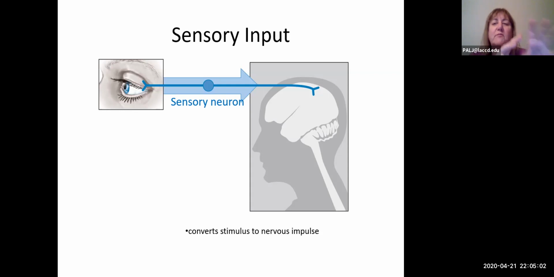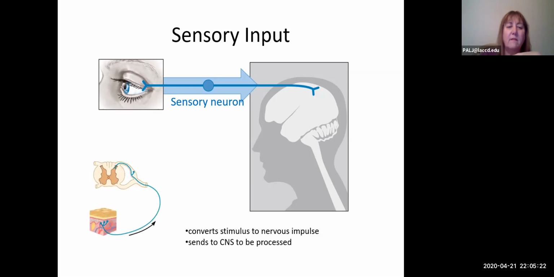That information gets transferred or stimulates a sensory neuron, which gives us sensory input. What that's doing is converting that stimulus to some type of nervous impulse, which can travel down the axon of that neuron to carry it into the central nervous system. Do you see the axon terminal there sitting inside the brain? That's to let you know it's carrying it into the central nervous system. So where is this sensory neuron located? That's right. It is still outside the central nervous system. And this picture in the bottom left is showing a sensory neuron carrying the information into the spinal cord. So sensory neurons are in the peripheral nervous system.